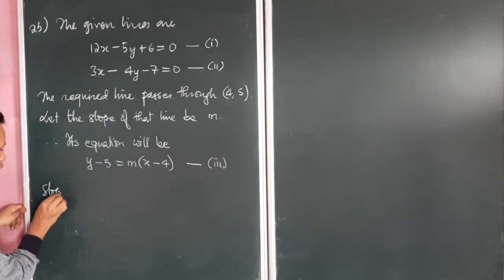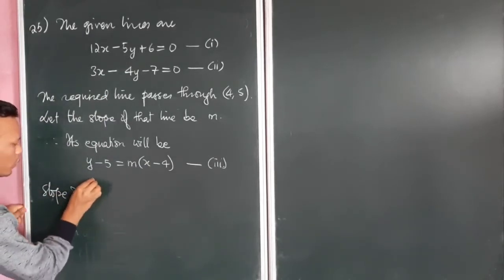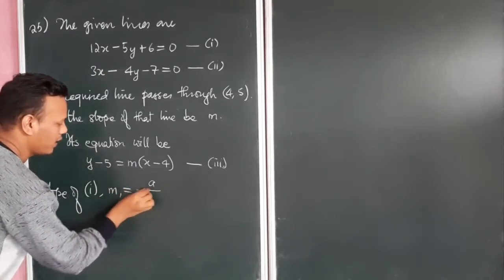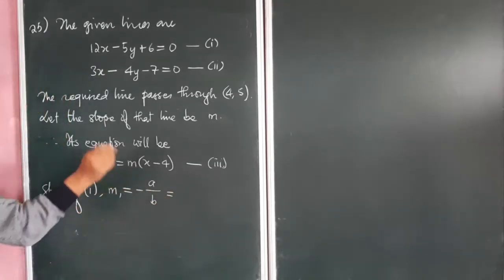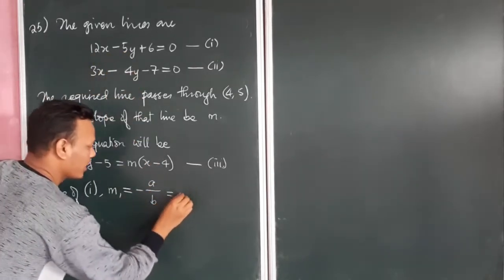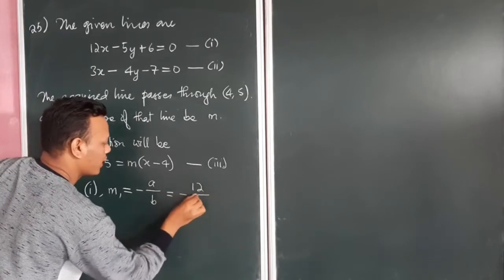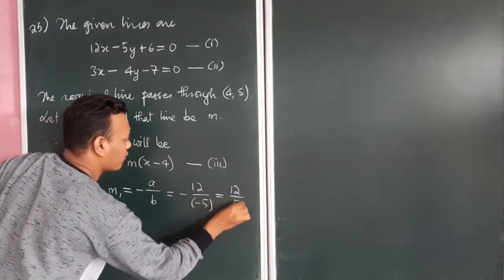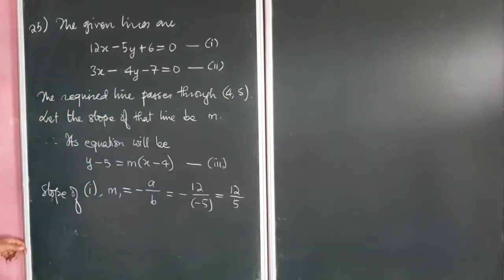So the slope of 1, let me call this m1, will be given by the formula minus a by b. If you see here, a is 12 and b is minus 5. So we have minus 12 by minus 5, so this turns out to be 12 by 5. Okay, so this is one case.